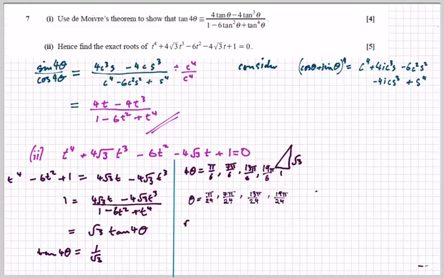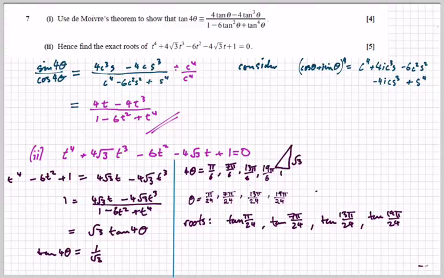This means that the roots of the equation that we're asked to find are just tan of pi over 24, tan of 7 pi over 24, tan of 13 pi over 24, and tan of 19 pi over 24. That's it. That's all the roots. It didn't say find the values of the roots, it just said find the exact roots. And there they are.